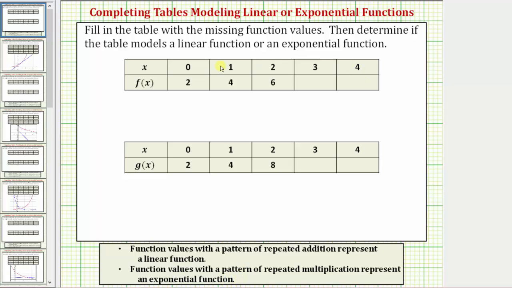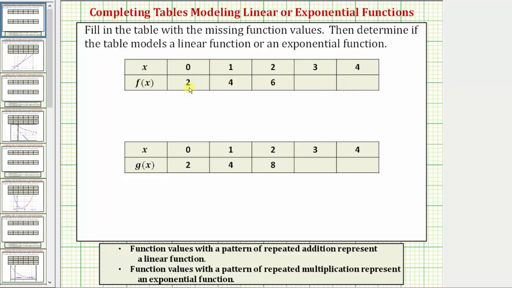Notice for each table, the inputs or x values are in the first row, and the outputs or function values are in the second row. So looking at the first table, notice how the inputs or x values are increasing by 1 each time. Let's see if we can recognize a pattern in the function values.